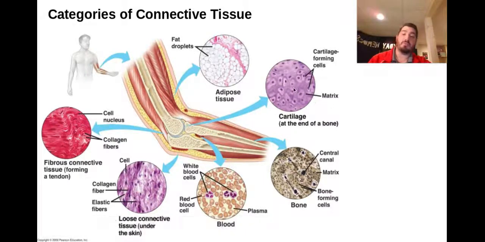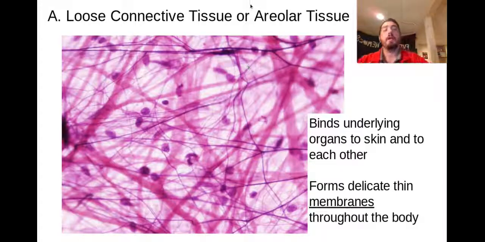Cartilage, which you know is between your joints, and then adipose, which is fat. So let's go over these real quick. First off is loose connective tissue, also sometimes called areolar tissue. And this binds underlying organs to skin and to each other. It forms delicate, thin membranes throughout the body.